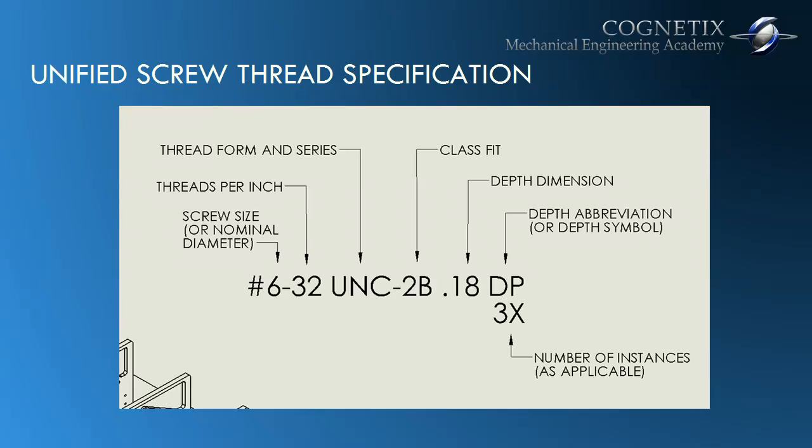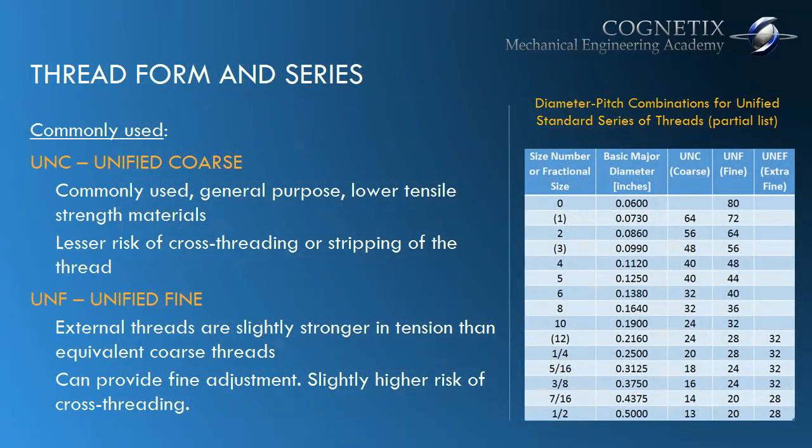Looking at the callout format once again, so far we've covered the left side, which involves the screw size and its pitch. Next, we have the thread form and series along with the class fit. Let's talk about the thread form and series first, and then we'll talk about class fit. The commonly used thread forms and series are the Unified Coarse and the Unified Fine series. There are many others, but these are the two main ones. Briefly, let's discuss when you would choose one or the other.